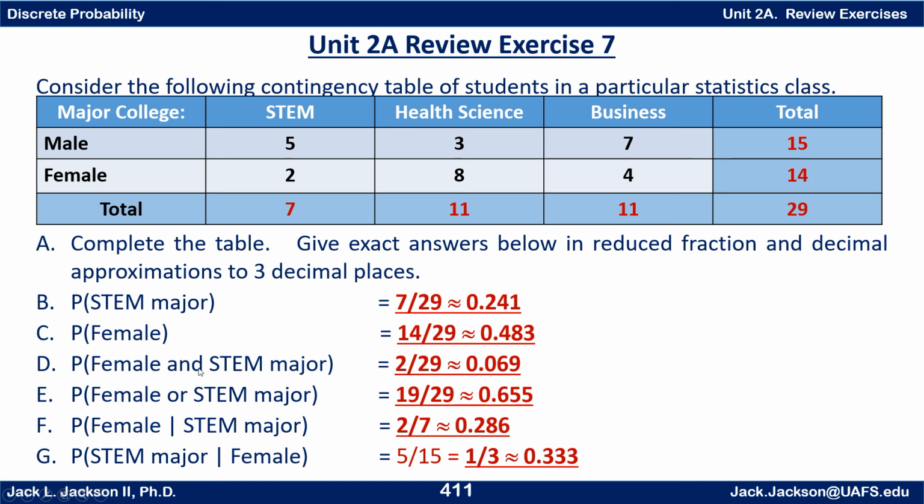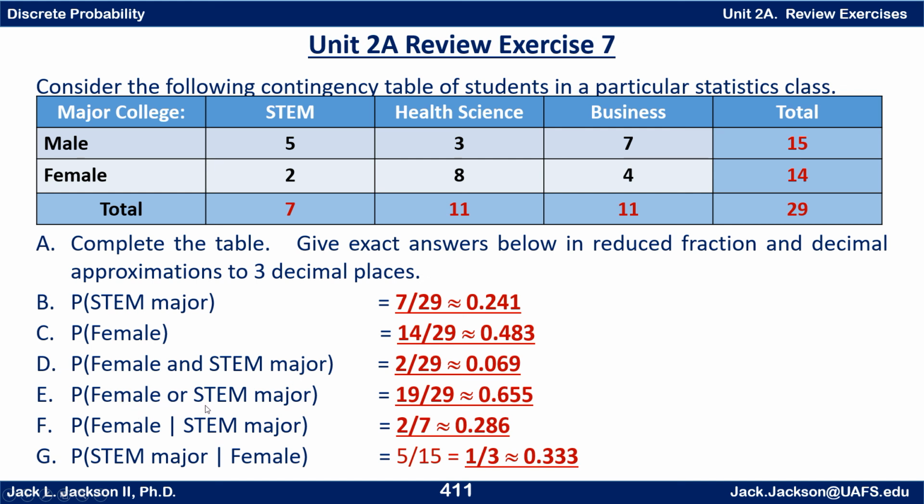The AND probability, or intersection probability, is what we want for D, the probability that we have a female and STEM major. That relates to what the original numbers were. So female and STEM majors, there are 2 of those out of the total 29. So 2/29 is that probability, which is approximately 0.069.